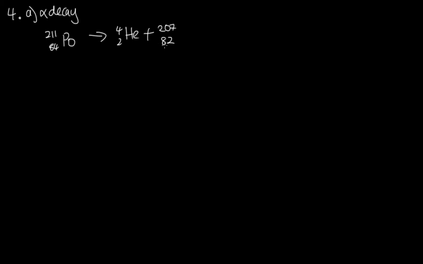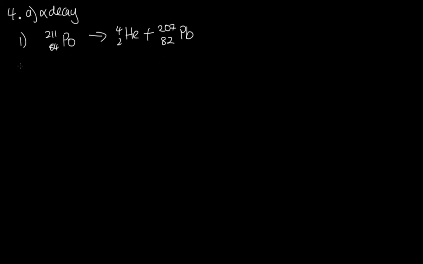And now what we have to do is get a periodic table and look up what is element number 82, and we find that element number 82 is lead, Pb. So this is the alpha decay equation.